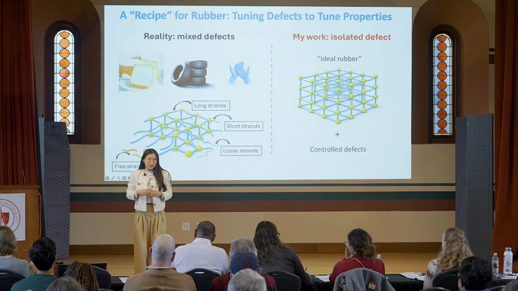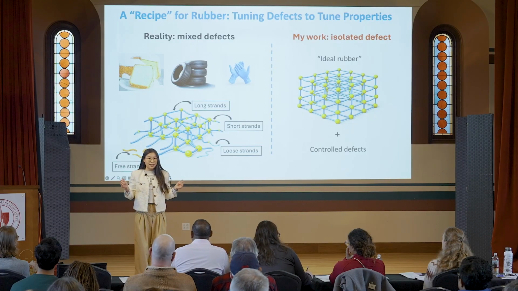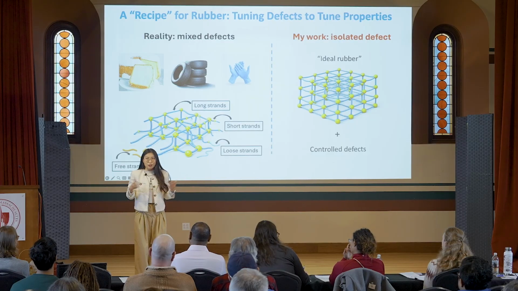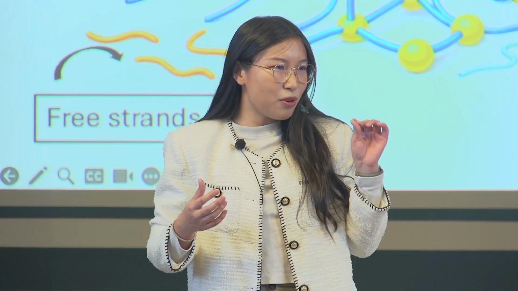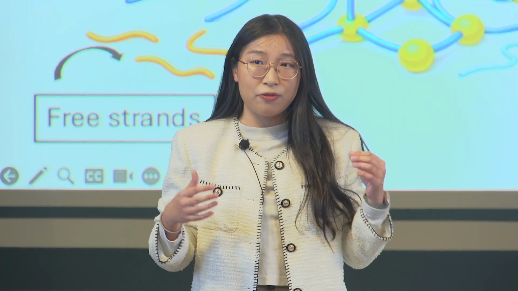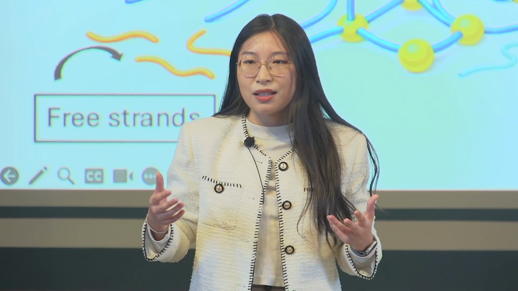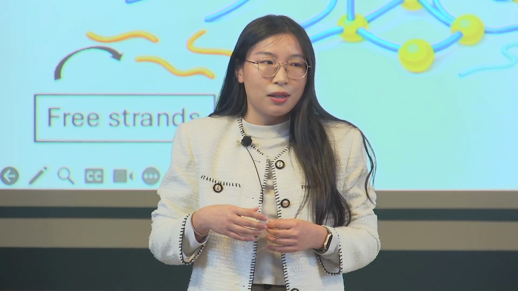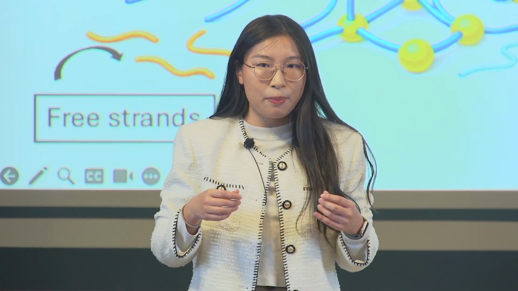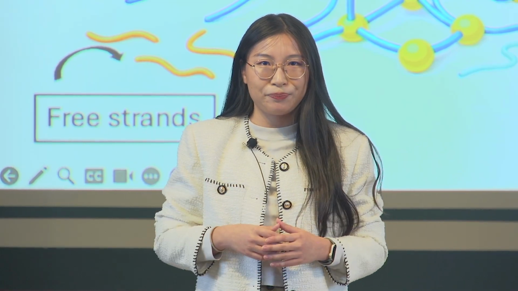And those differences are often just very small flaws in the network structure, or what we call defects. Like some links may be spaced unevenly, some are longer, some are shorter, some strands may be loose, some may never get tied in at all. These invisible flaws can show up as very real problems. Tires may blow out, gloves may tear, and rubber bands may snap much more easily.